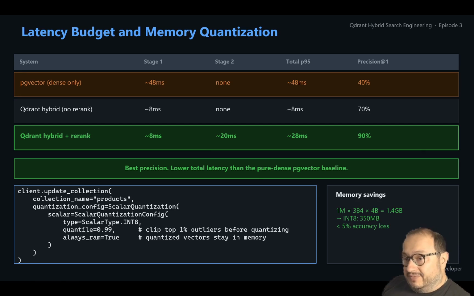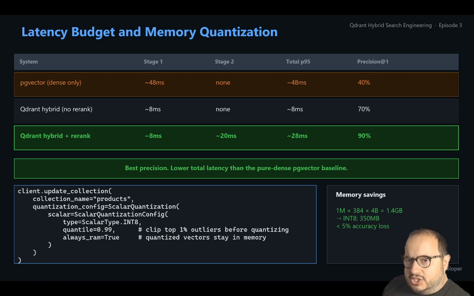If you add GPU inference, this drops under 5 milliseconds. The MS MARCO MiniLM-L6-v2 model runs in about 20 milliseconds on a modern CPU core for 20 candidate pairs. Total 28 milliseconds. Compare this to pgvector at 48 milliseconds with pure dense search and no reranking. We are getting both higher precision and lower total latency.